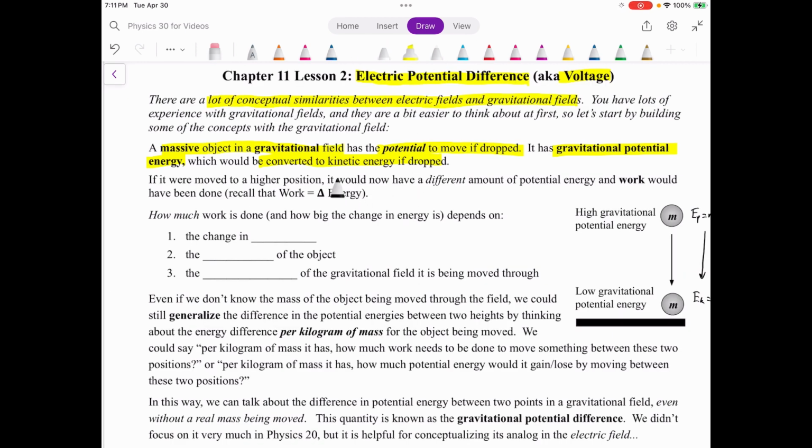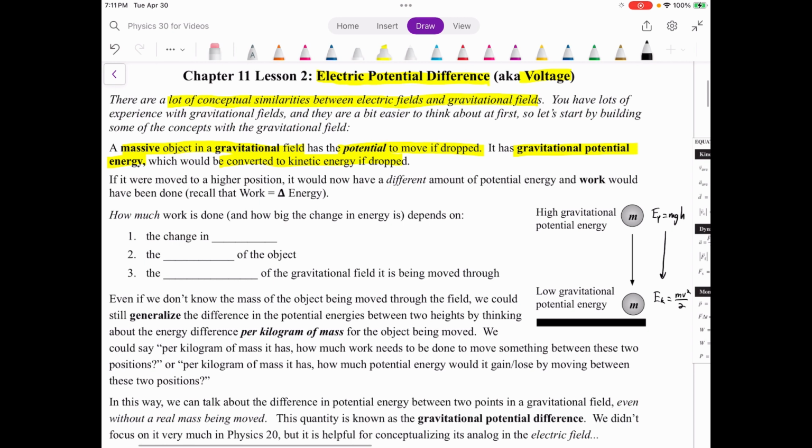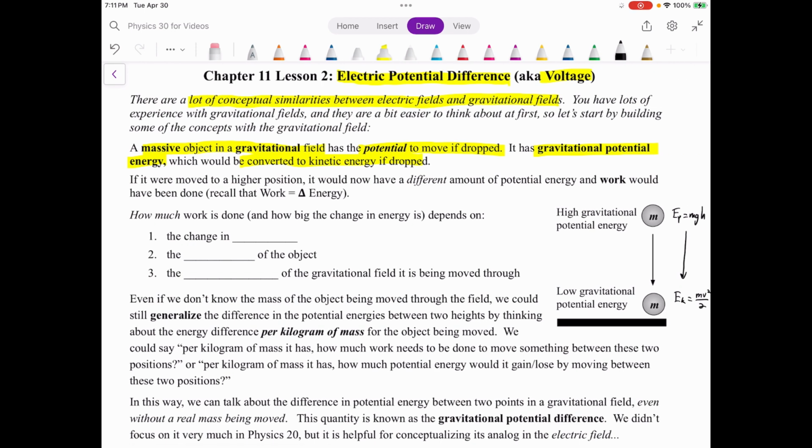Okay, so again, if it is at some height in a gravitational field, it has gravitational potential energy. If we were then to take this mass and move it to a higher height, right, it would now have a different amount of gravitational potential energy, right?